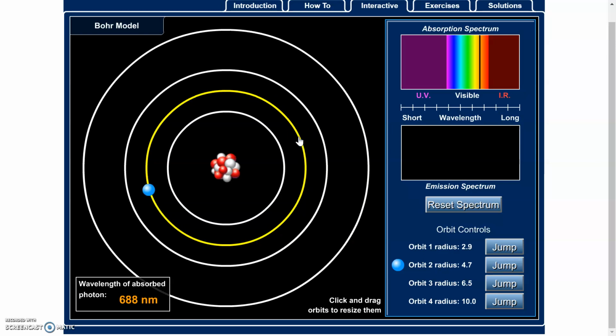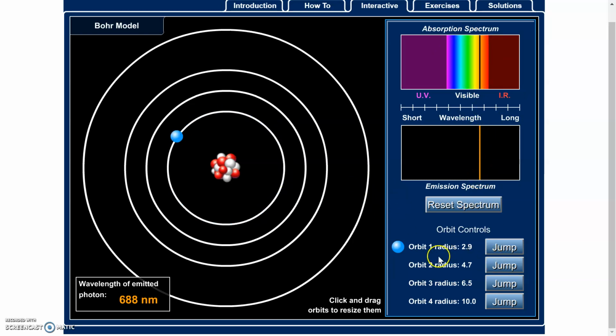Now, back to your notes. Energy is released when the electron jumps from orbit 2 to orbit 1. Now watch what happens in the emission spectrum here when I cause this electron to go back down to the ground state. It's going to give off a wavelength of orange. This is the absorption spectrum, right? We just looked at those in our notes, and this is what the emission spectrum would look like.